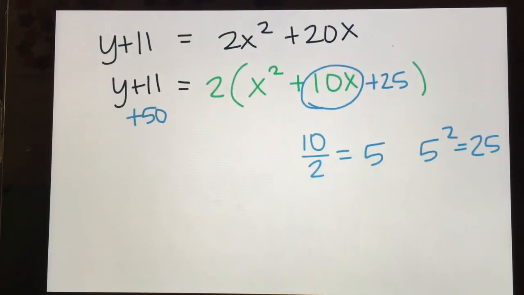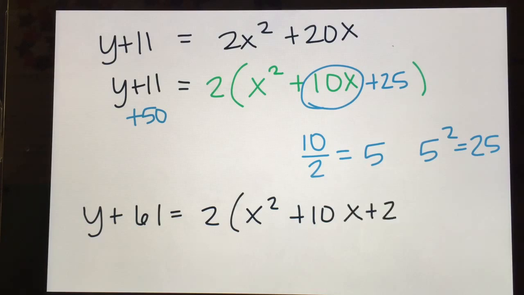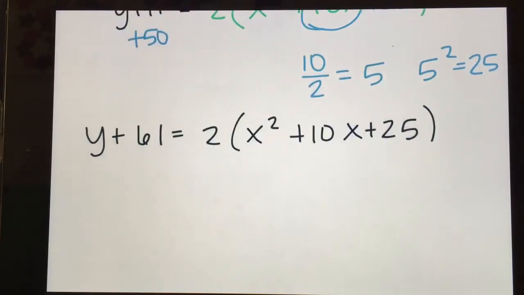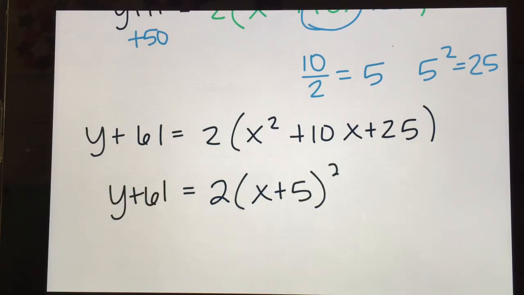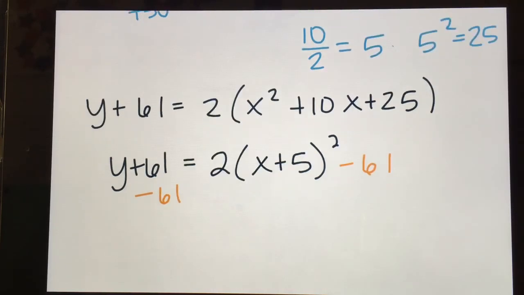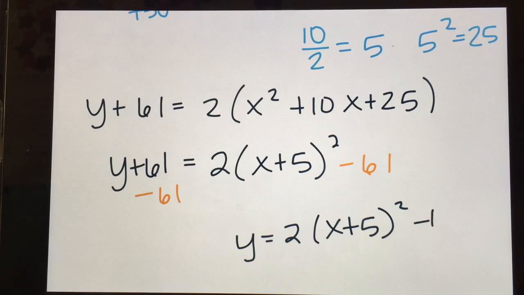So now I have y plus 61 equals 2 times x squared plus 10x plus 25. I need to factor the right side, so I'm looking at what multiplies to 25 and adds to 10. And again, that's going to be x plus 5, x plus 5. We'll notice again that it was that number right there. And so I have 2 in the front, x plus 5 squared. And then to get the y all alone, I can just subtract 61 from each side. And so my final equation would be y equals 2 times x plus 5 squared minus 61.